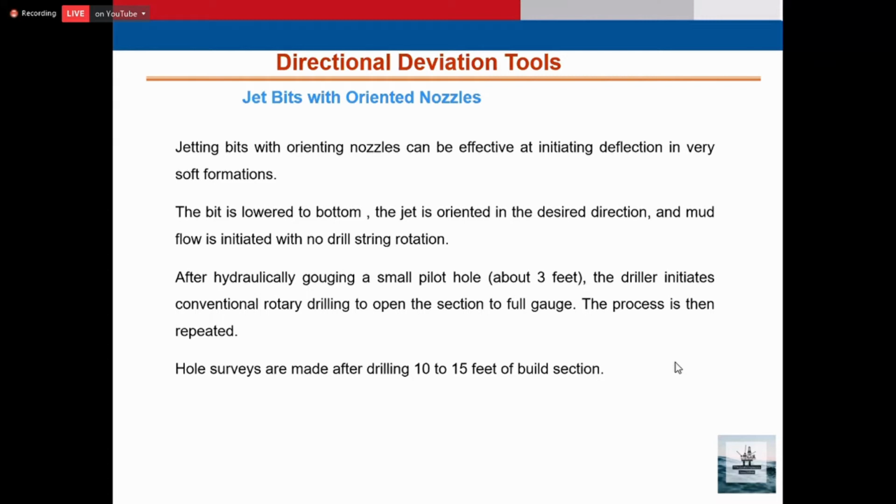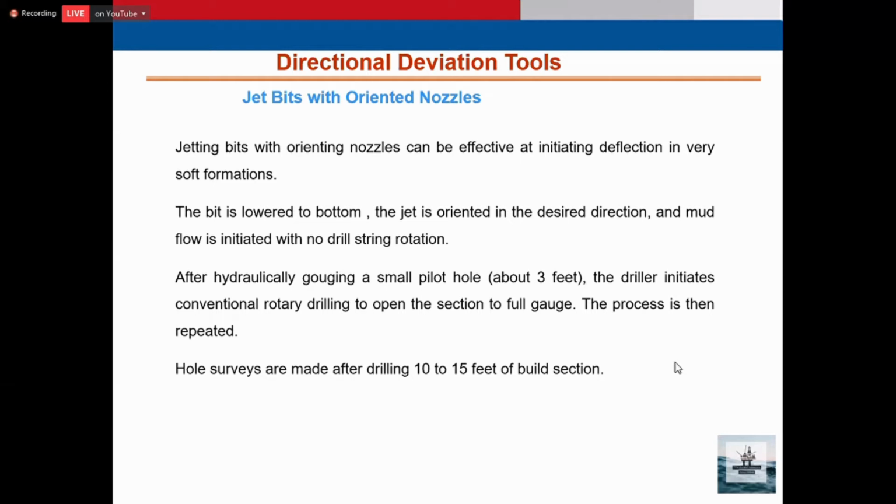It will be difficult. The operation starts with the bit lowered to the bottom. The jet, the larger nozzle, is oriented in the desired direction. Then the mud starts to flow, initiating with no drill string rotation. The drill string will be fixed without any rotation. Only the drilling fluid will be pumped through the large nozzle.